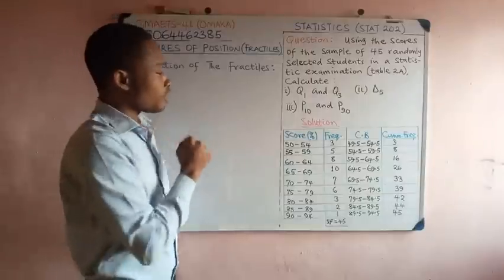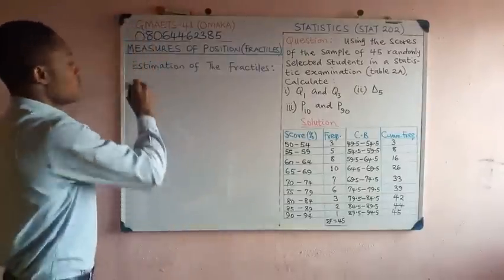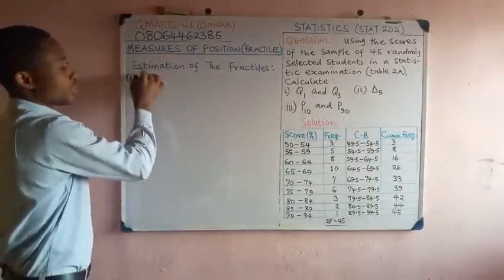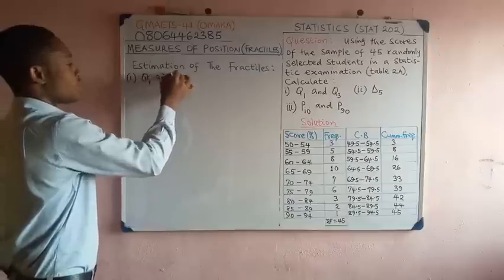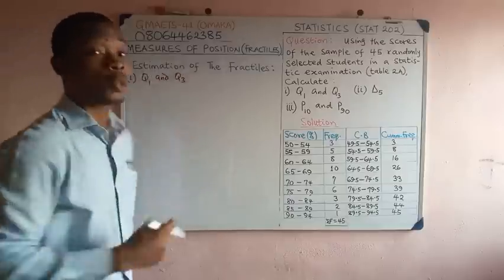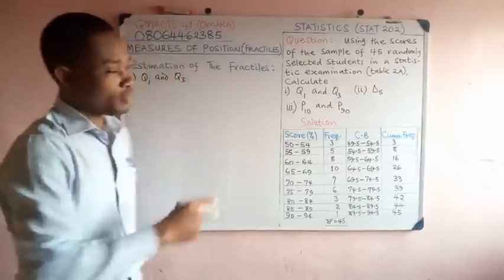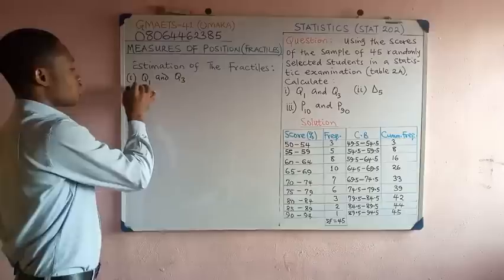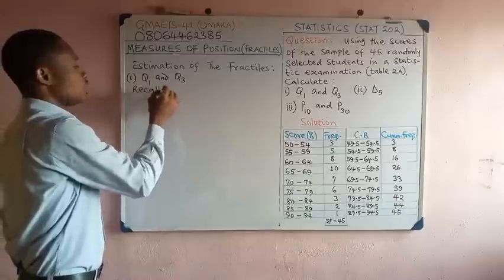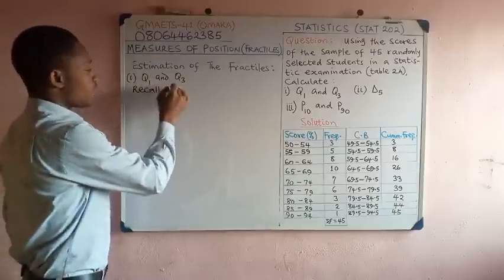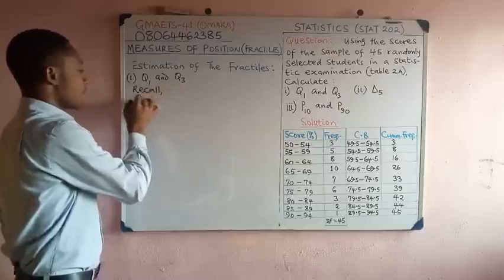Now let's see how we can solve this problem. First, we have to obtain Q1 and Q3. It's very important for us to recall the quartile formula before we can proceed to obtain Q1 and Q3. So I'm going to write: recall. We know that the quartile formula is giving us Qn.